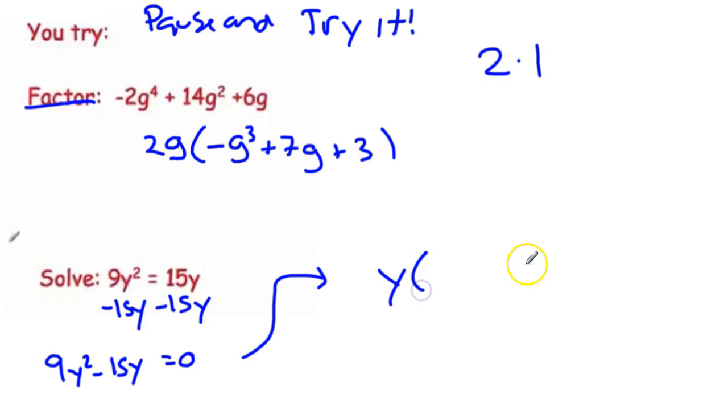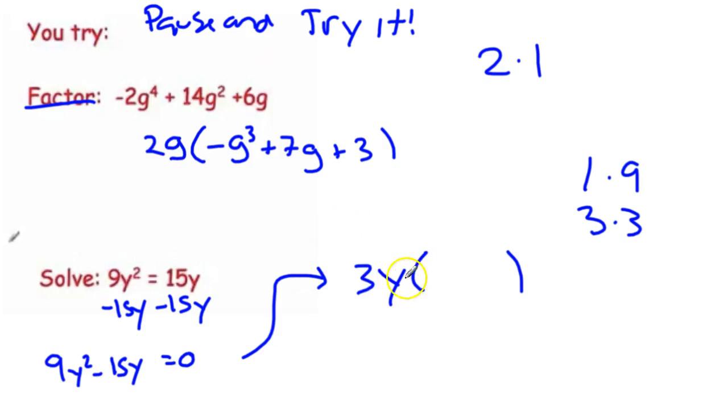And now we need to do the rest of it. So the smallest number, well, that's 9. What are the factors of 9? 1 times 9 and 3 times 3. Can 9 be divided into 15? Nope. What about 3? Can 3 go into 15? Yes, it can. So that means we're going to take out the 3.